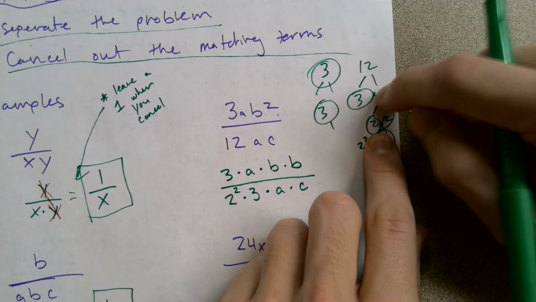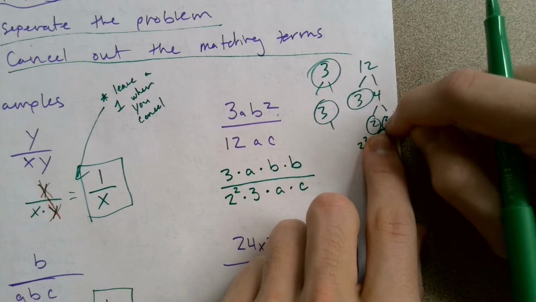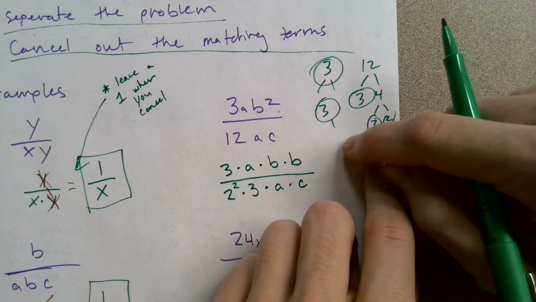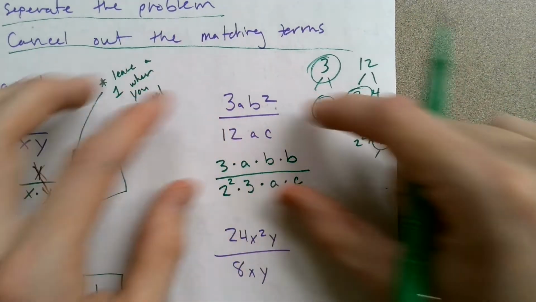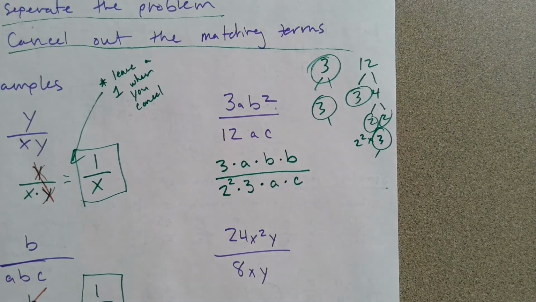12 we decided was 3 times 4. 2 times 2. All I did was make it 2 squared times 3. I used that in place of 12. I split this up. This is how we're going to get this into the simplest form. It's all coming together. It's all tying together right now.